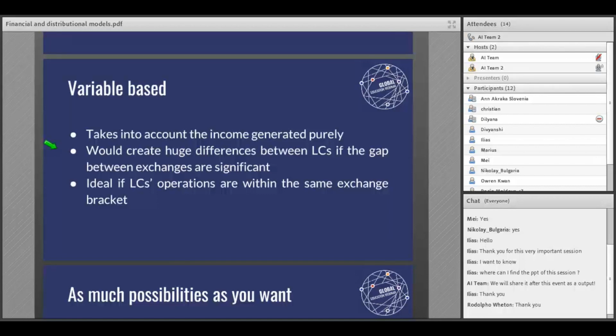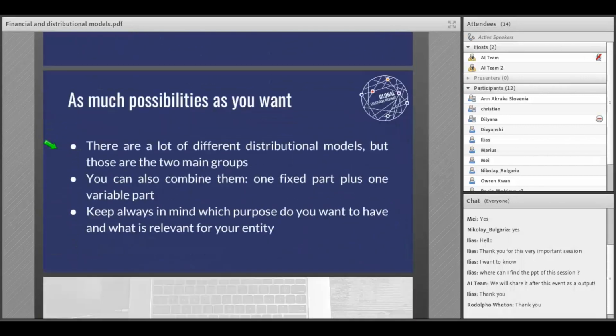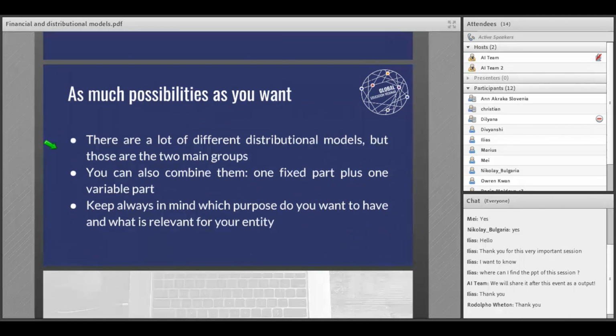So ideally, this is ideal if LCs' operations are within the same exchange bracket. So if an entity has LCs whose exchange would just vary between 50 to 70 exchanges, compared to entities who have LCs who have exchange numbers that range from 20 to 100, then the variable base model would be a lot better than the former.